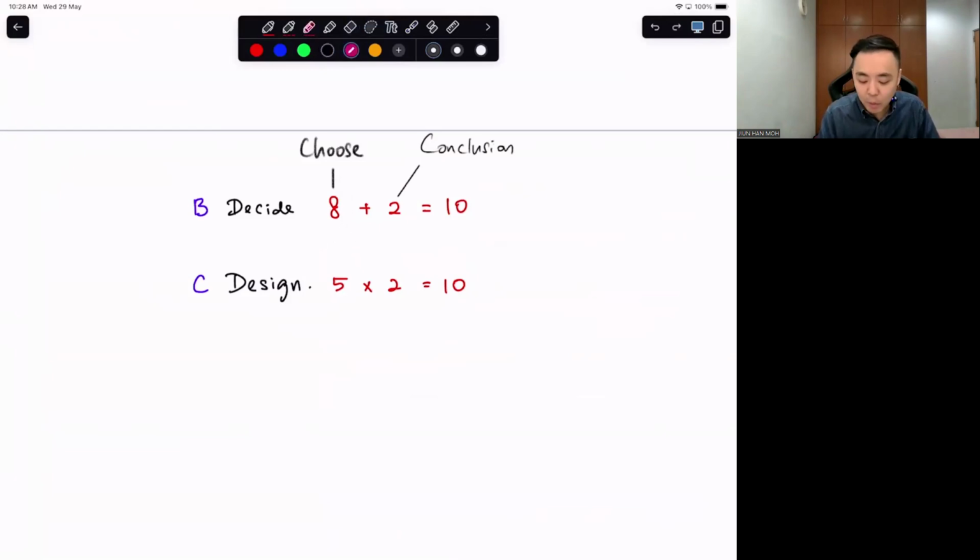Now, of course, people tend to find this harder. Section C is definitely harder. That's why it's always the last question of your paper 2. Okay, design, yes, definitely harder. And yes, you have to go through. Let me tell you one thing.